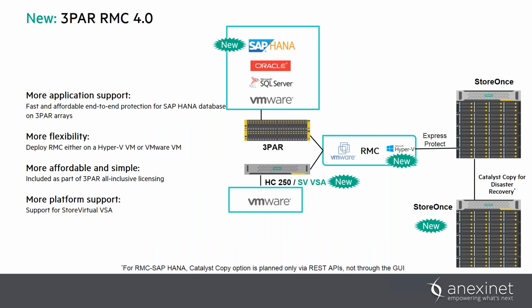This slide talks about Recovery Manager Central 4.0 that's coming out. It's now supporting SAP HANA database application consistency on 3PAR arrays. More flexibility: you can now deploy RMC on a Hyper-V VM or the currently supported VMware VM. It's now more affordable, as it's included with the 3PAR all-inclusive licensing. So when you buy 3PAR, you get RMC now. Also, support for StoreVirtual VSA is now possible with version 4.0, which means that the HC250 hyperconverged is now supported.